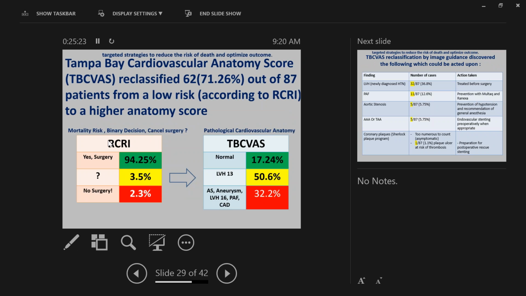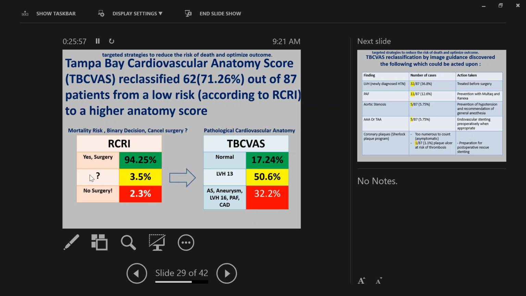So here's the RCRI, which is used in the hospital for our binary decision. Do they go to surgery because their mortality is low, or do they cancel the surgery because the mortality looks high? And so here's yes, 94.25% meet the yes criteria. The no surgery, 2.3% meet the no surgery criteria, which they went to surgery, and then 3.5% were sort of in a middle ground that they could go either way.